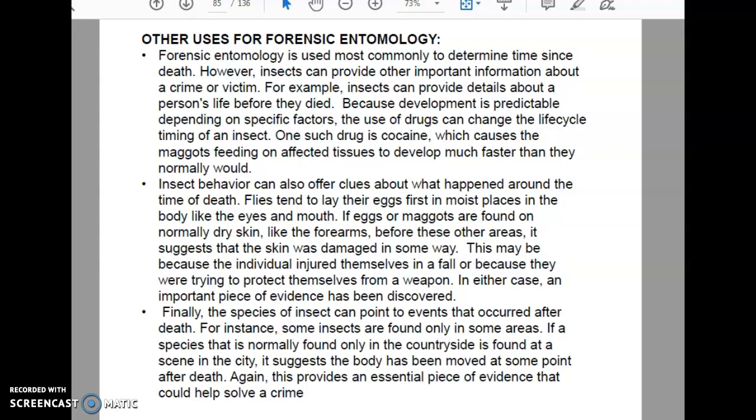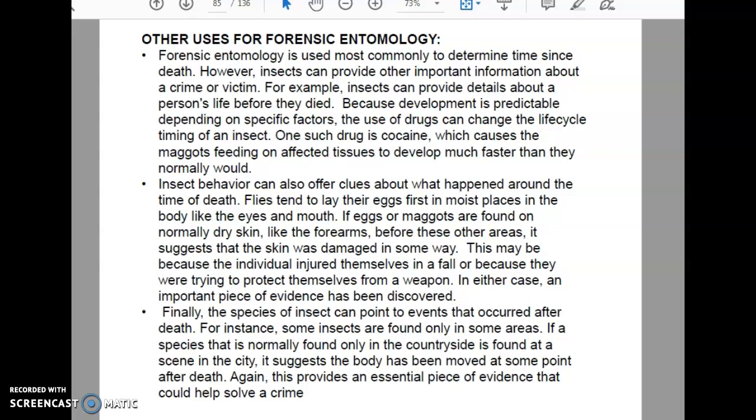Forensic entomology is used commonly to determine time since death. However, it can also give some more information. For example, insects can provide details about a person's life before they died, because development is predictable depending on species-specific factors. The use of drugs can change the life cycle. One such drug is cocaine, which causes the maggots feeding on the affected tissues to develop much faster than they normally would. Insect behavior can also offer clues about the time of death.